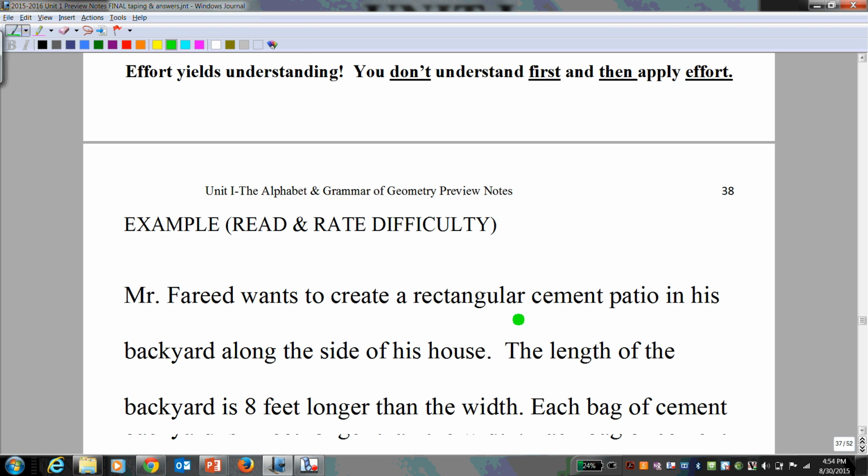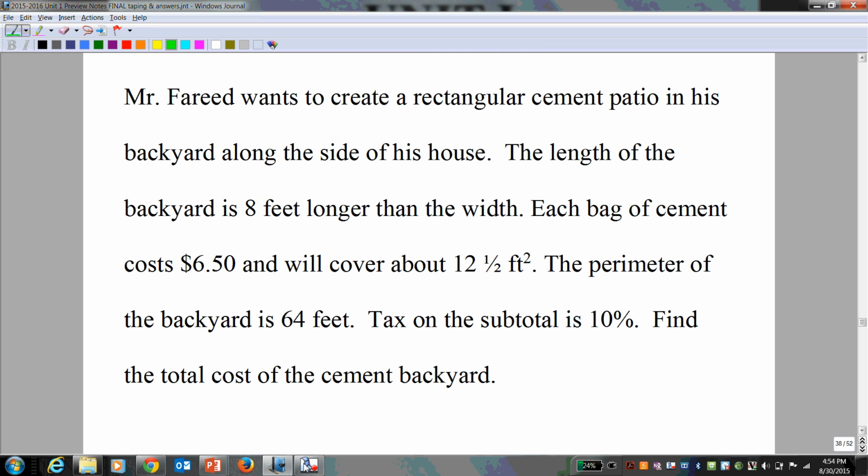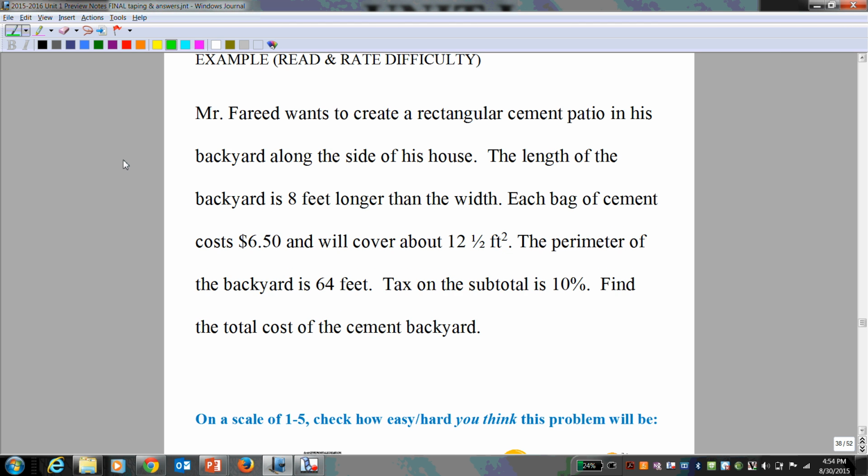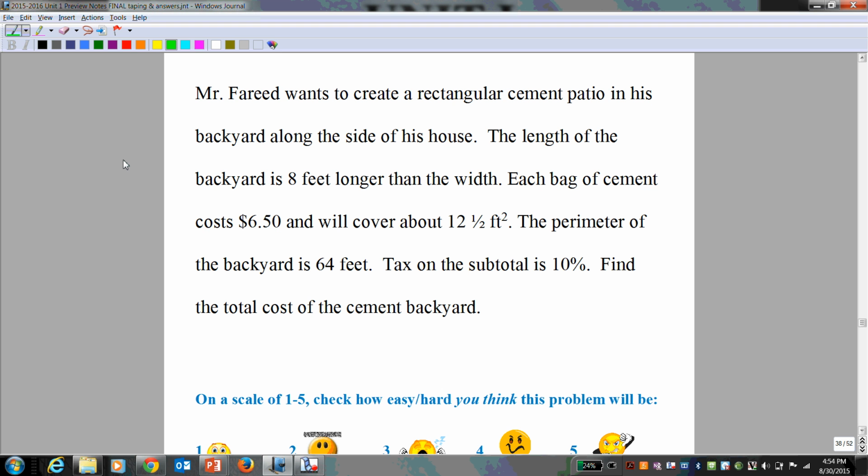Okay, let's actually put some of these techniques to practice. Ready? You're on this page. I'm just going to read this out loud. Mr. Fareed wants to create a rectangular cement patio in his backyard along the side of his house. The length of the backyard is 8 feet longer than the width. Each bag of cement costs $6.50 and will cover 12.5 feet squared. The perimeter of the backyard is 64 feet. Tax on the subtotal is 10%. Find the total cost of the cement backyard. Just look at that for a second.